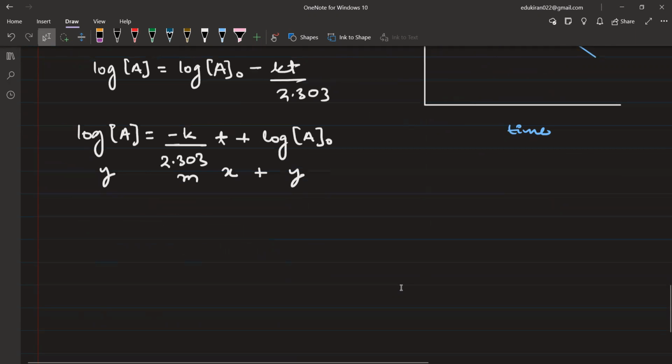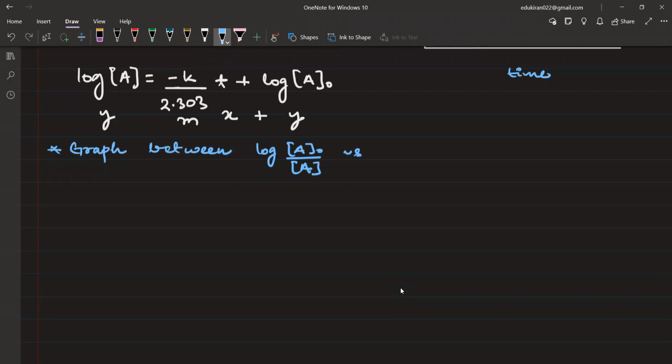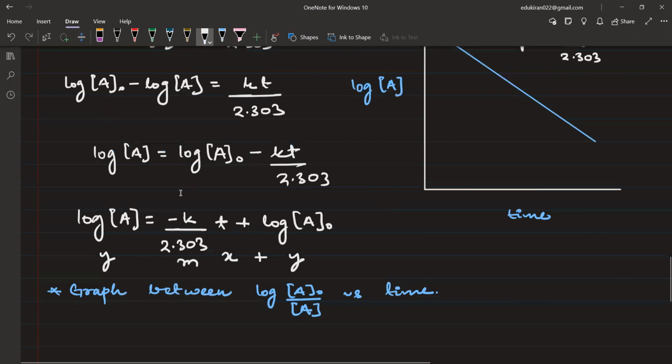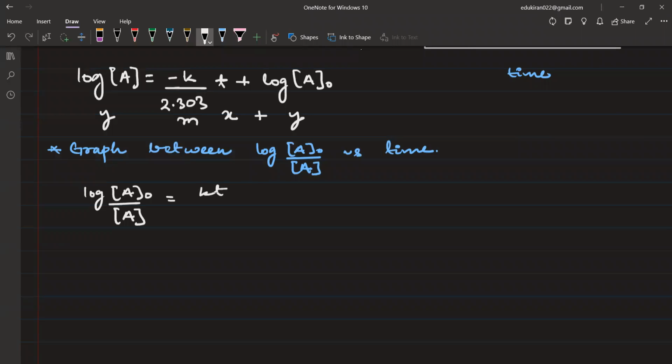Moving on to the next graph, please write the next graph. Graph between the log of A naught upon A versus time. Now here, if you are going to write the equation as we have written it earlier also, log A naught upon A is equal to Kt upon 2.303.